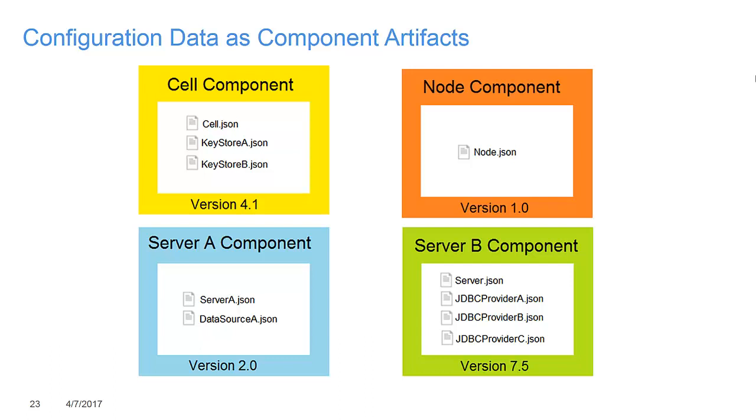And similarly, if we look in the lower right hand corner, we have a server B component, and this server has its server.json file, which is the base config for the server. In this case, let's say we had a JDBC provider template. We used that template to create 3 more JDBC providers, added them into this server component, and made it version 7.5, so when we apply out our configuration, the server and these 3 additional JDBC providers will be applied out to that server.